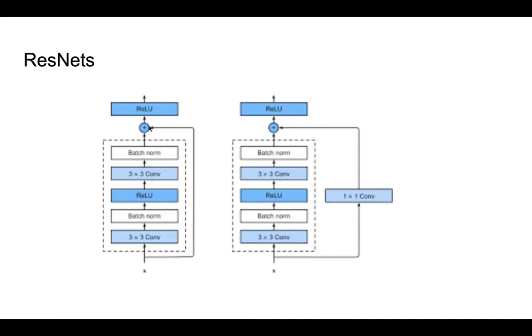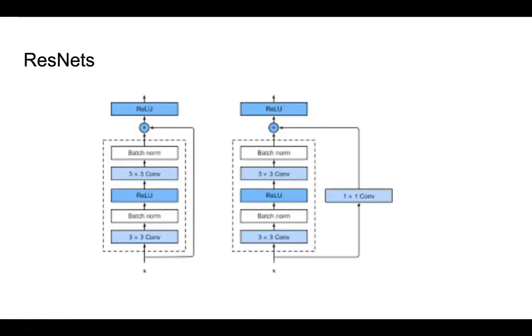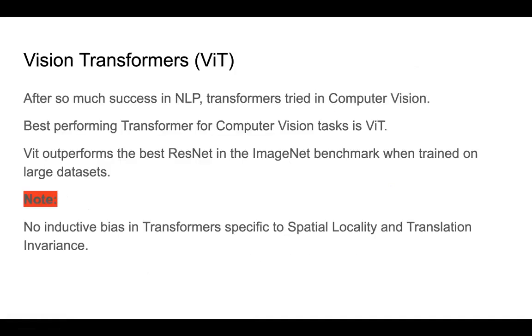They help, as I already said, with this gradient thing. They allow easy gradient flow to the earlier layers. So this was ResNet, skip connections. These are very necessary for today's models.